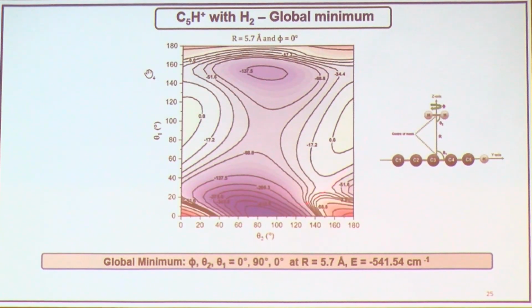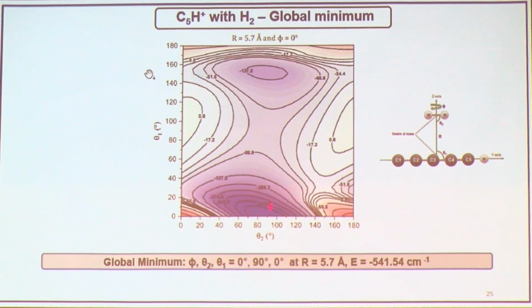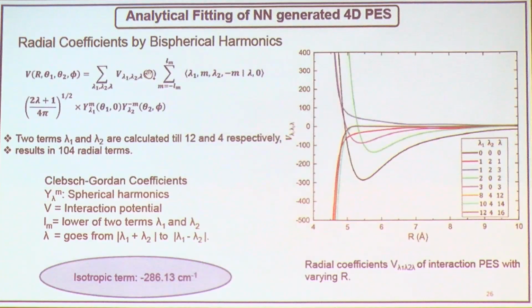So this is the contour map which tells about the global minimum. It's somewhere here, the global minimum for this C5H+ system. After asserting the surface is of very good quality, we went on to compute the V lambda values as a function of R. Here you can see both the attractive and repulsive potentials, and the odd terms are also appearing because C5H+ is an unsymmetric system, so we expect even the odd lambda terms to be present.